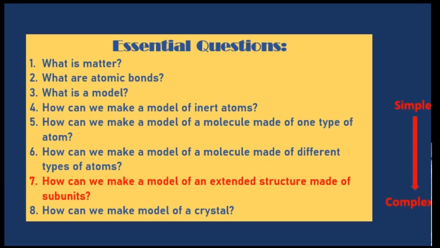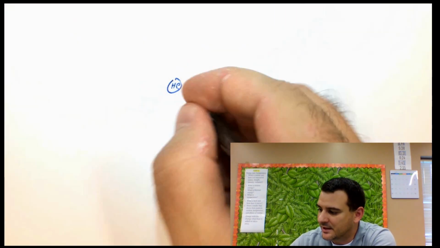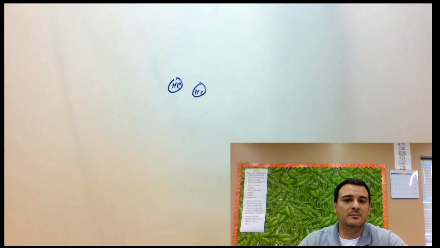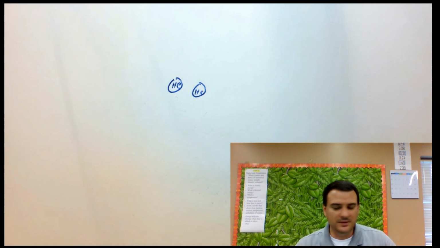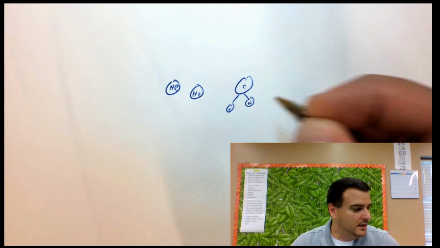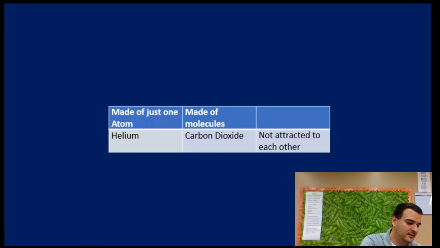So let's go to question number 7. How can we make a model of an extended structure made of repeating subunits? Some things we said are made of, like helium, my helium atom, and helium doesn't bond with anything, so it's an inert gas. And some are made of molecules, like carbon dioxide. So here's my carbon dioxide, two oxygens, dioxide. This would be like a helium atom and a carbon dioxide molecule, and they don't bond with themselves, so they just float around freely.